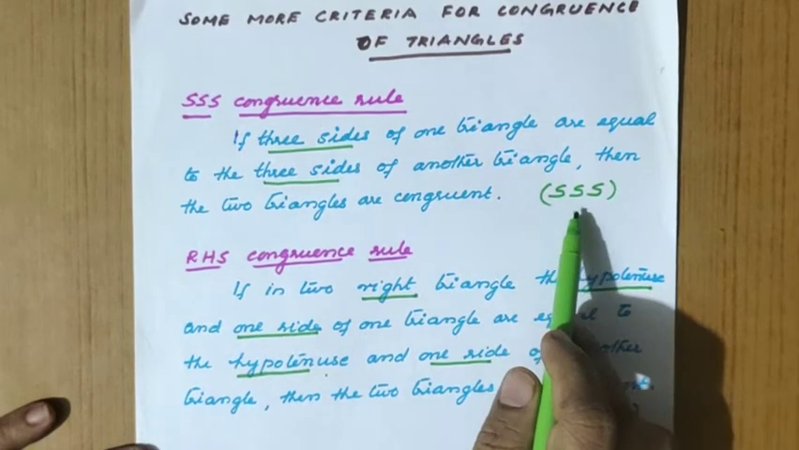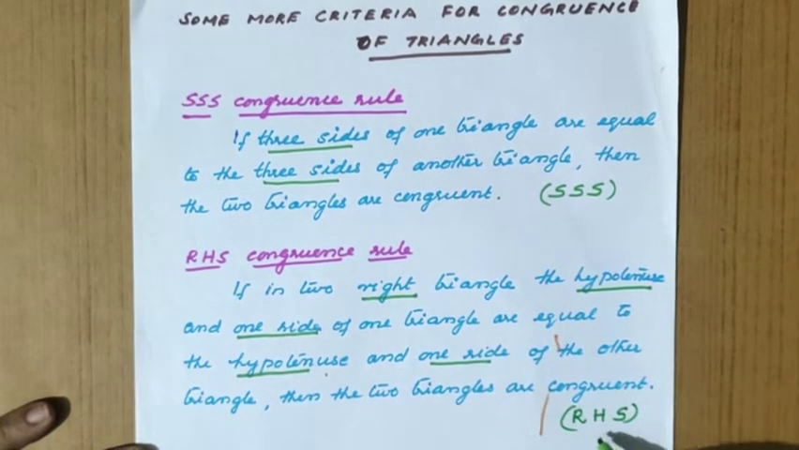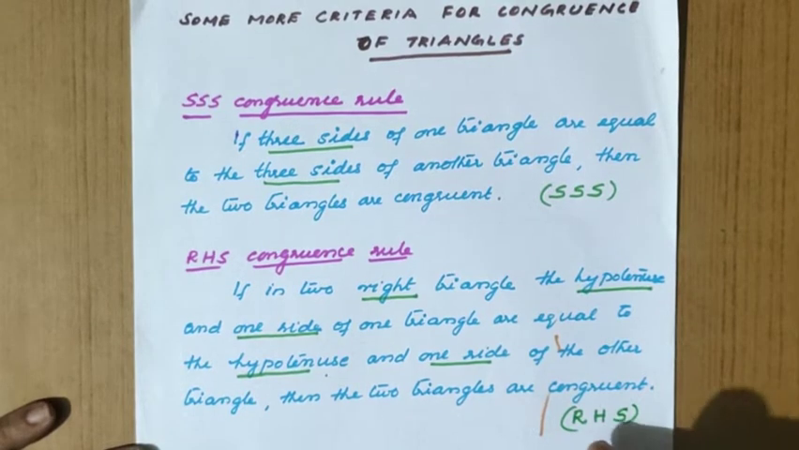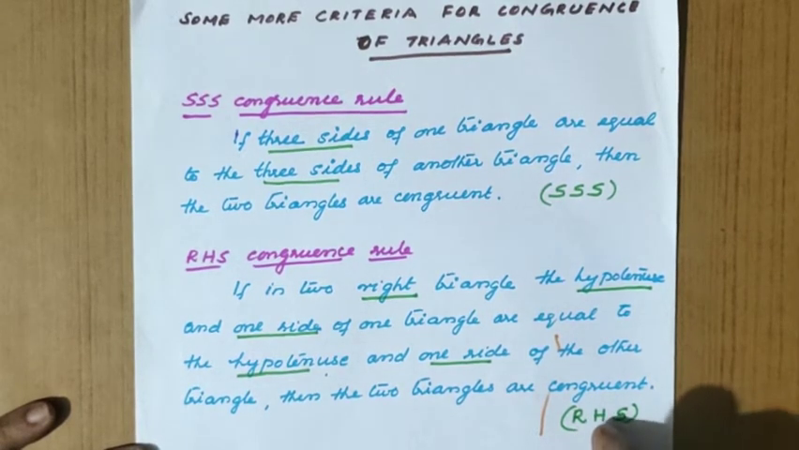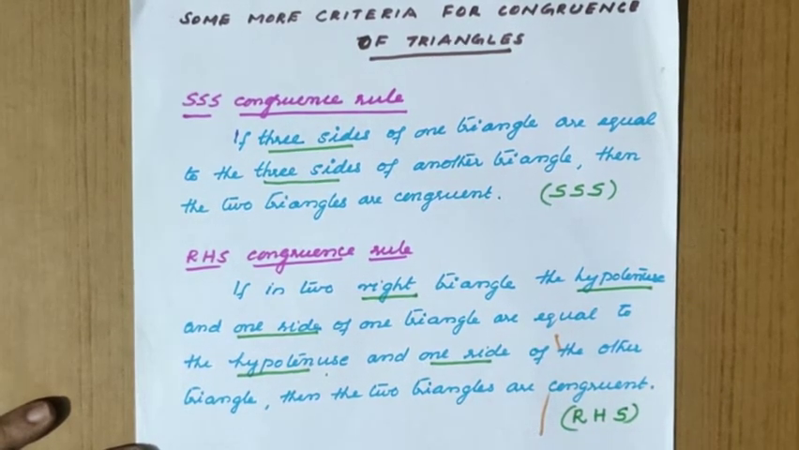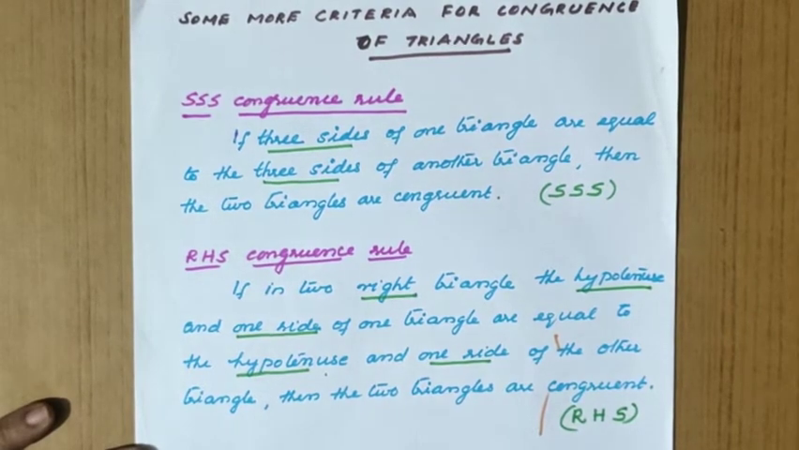First one is SSS, three sides. The second one is RHS. RHS means one angle must be 90 degrees, then the hypotenuse and one side are equal to the respective right angle, hypotenuse and side of the other triangle. Then the two triangles are congruent.